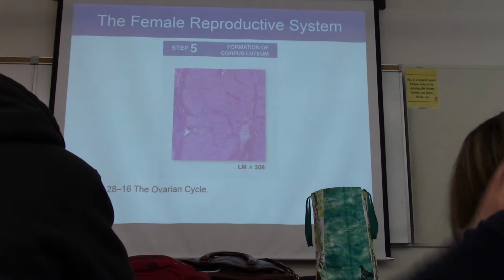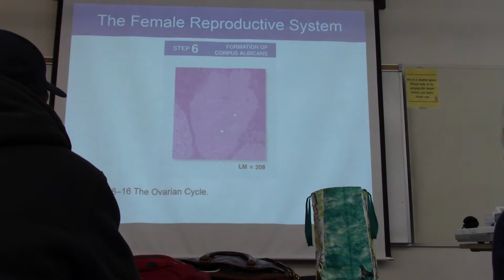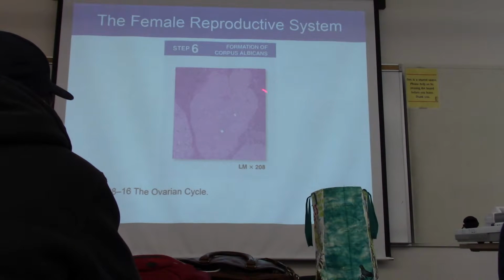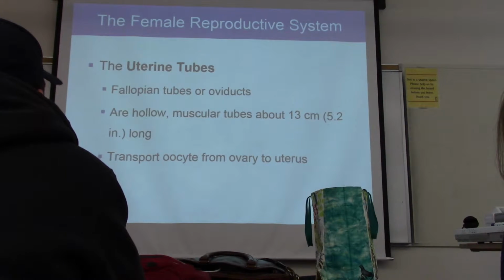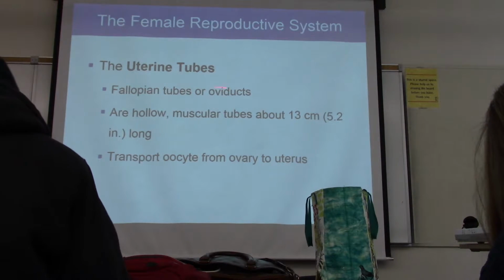Once the egg is thrown out, then that place where it came from turns into a corpus luteum, which looks about like that. You'll see that. And then after you get to the end of the month and it's really starting to shrivel up, it gets white and forms what's called a corpus albicans, which is a white spot on the inside of the ovary as well. Okay. The uterine tubes are the fallopian tubes.